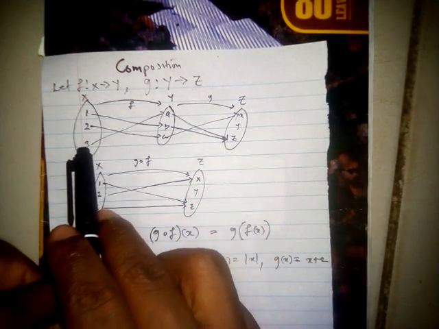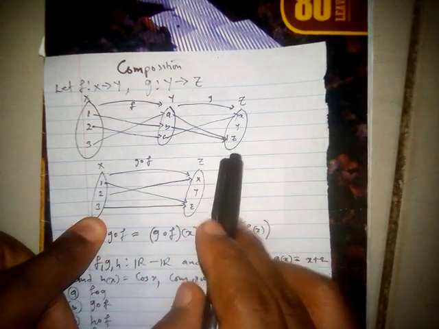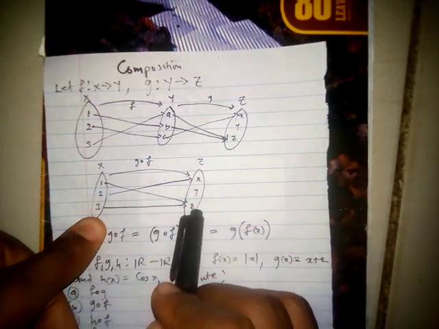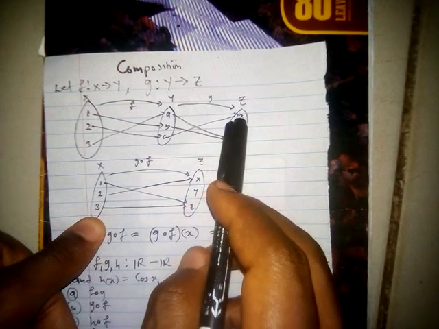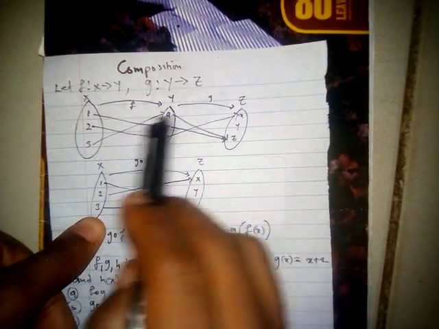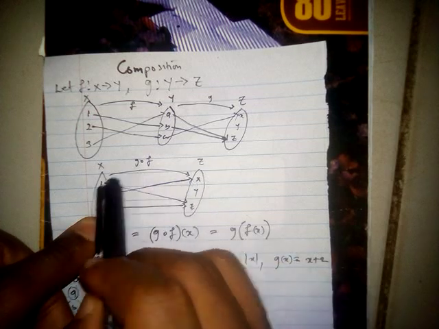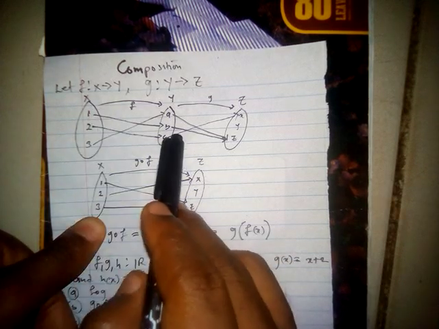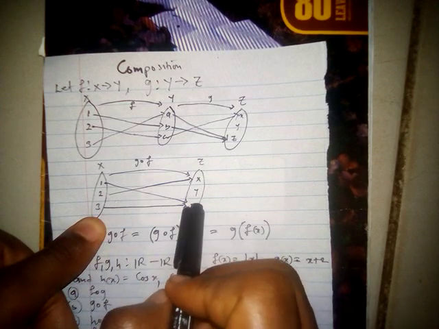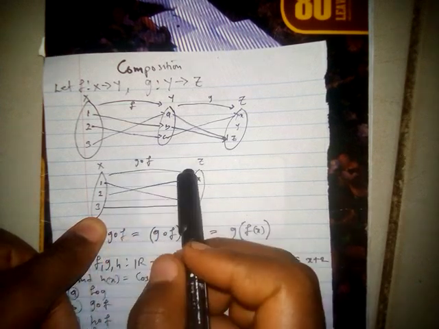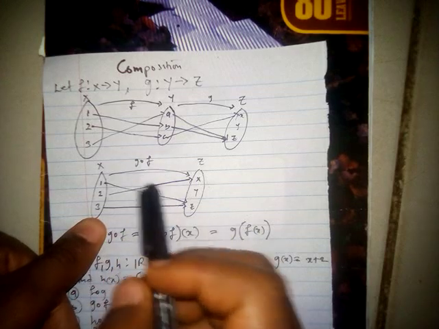Now observe that this function forms something very interesting. Watch. Now 3 maps to a and a maps to z, meaning that 3 maps to z. That's what you're seeing here. Now 2 maps to c and c maps to x. That means 2 to x. I also have 1 to b and b to z, so you have 1 to z. So this function, I call it g of f.